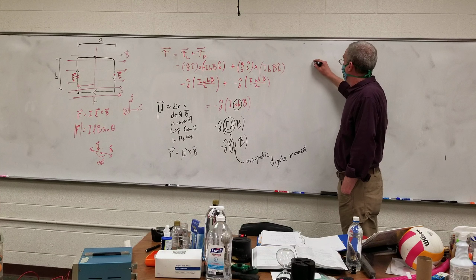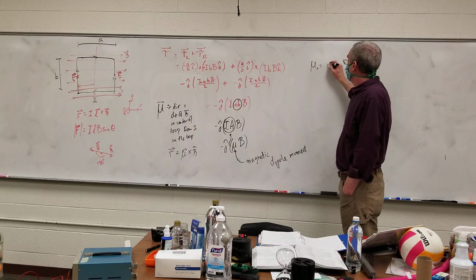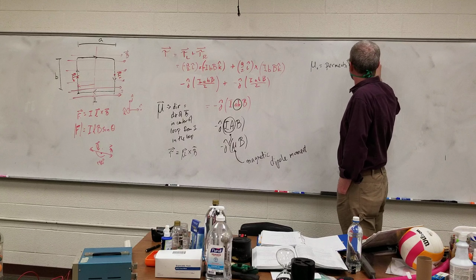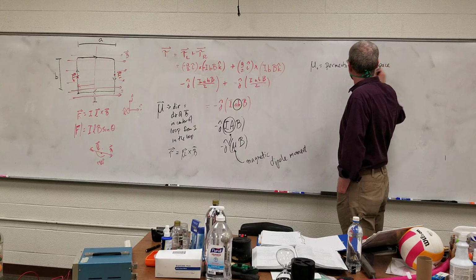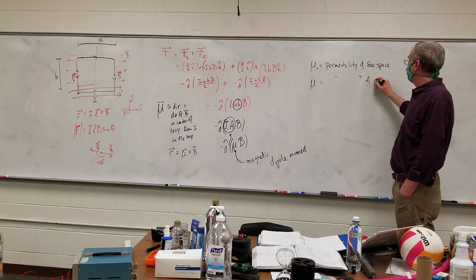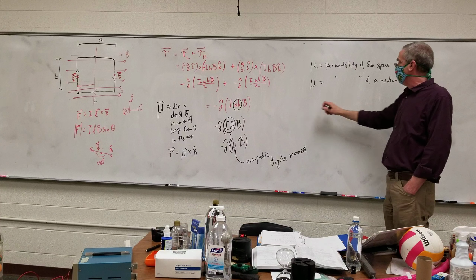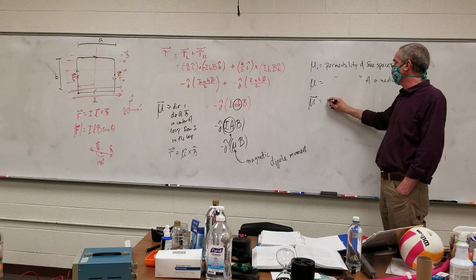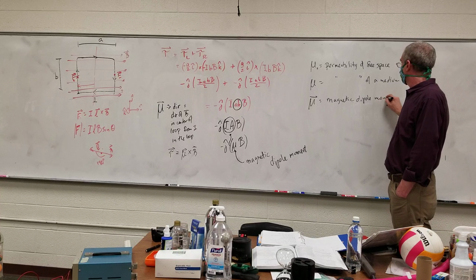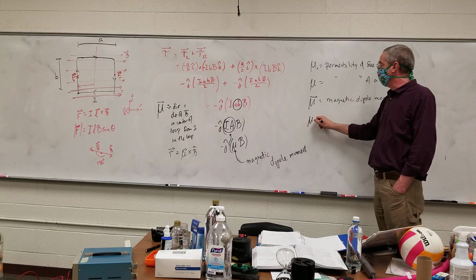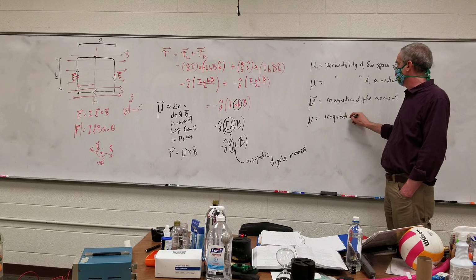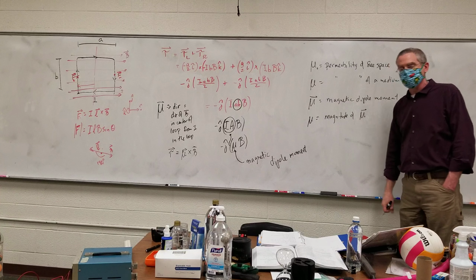Mu. What a fun time this is. So let's think about this. We have mu sub naught, which is the permeability of free space. We have regular old mu, which is the permeability of some medium. We have mu with a vector symbol over it, which is the magnetic dipole moment. And then we have mu without a vector symbol over it, which is the magnitude of mu with a vector symbol over it.